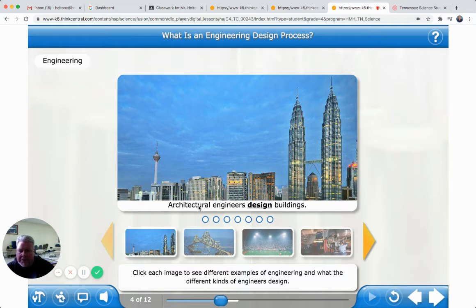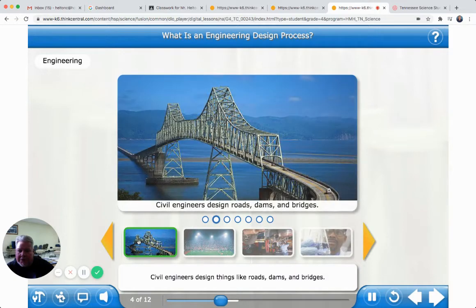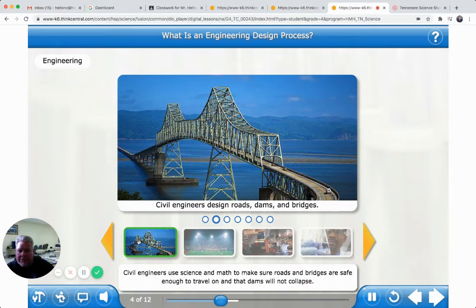Okay, it says architectural engineers design buildings. So fancy buildings, aren't they? Oops. Civil engineers design things like roads, dams, and bridges. Civil engineers use science and math to make sure roads and bridges are safe enough to travel on and that dams will not collapse.